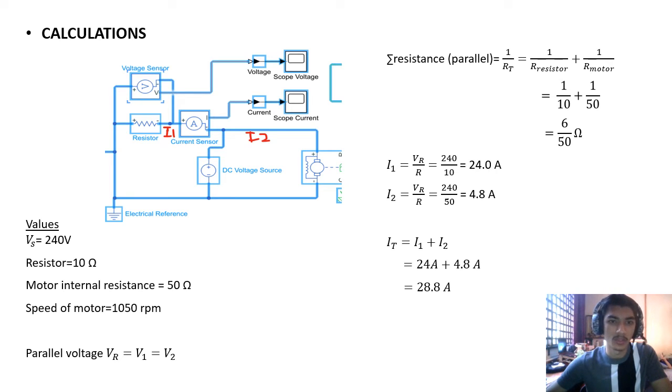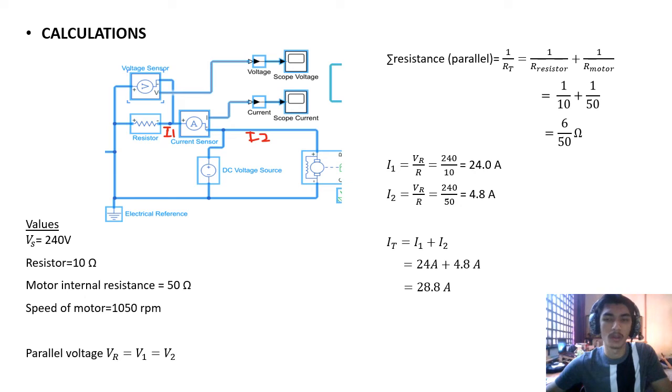I'll be talking about the calculation. So take a look at the circuit here. We will label the current that flows to the resistor with I1 and the current that will flow to the motor with I2. These are the values that we will use for this calculation. Since the current flows in parallel, the voltage will be the same for each branch.